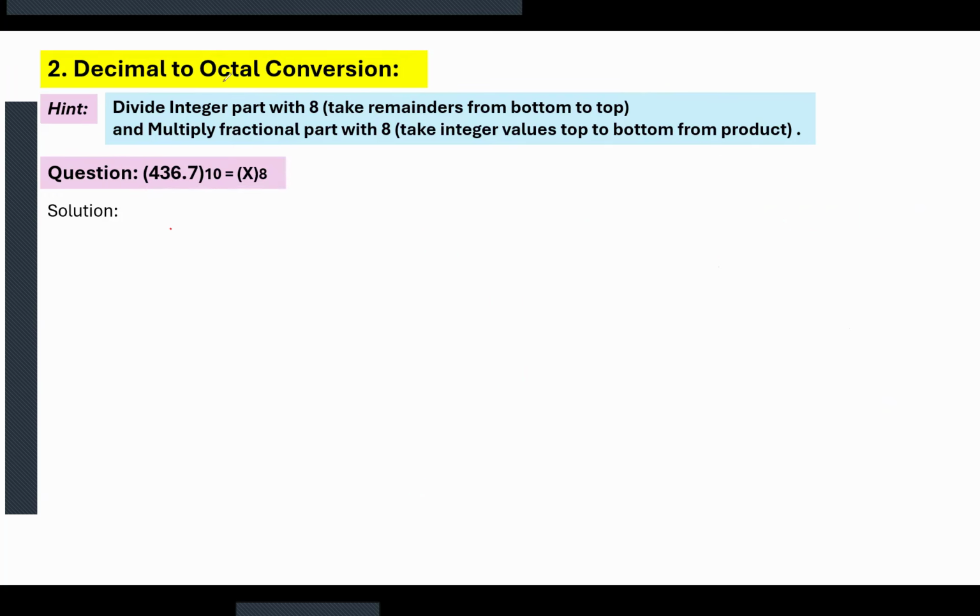In the same way, we can do decimal to octal conversion. This is just like decimal to binary conversion. But here, instead of 2, we should use 8 only. That means the integer part should divide with 8 and multiply this fractional part with 8. So now let us do the conversion.